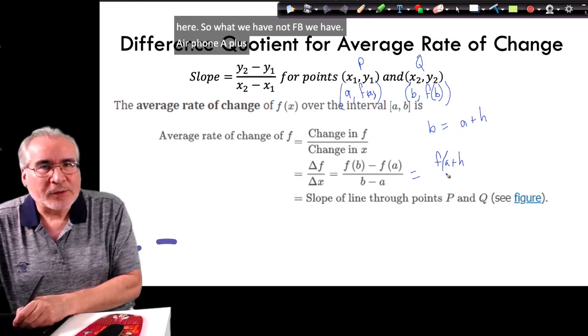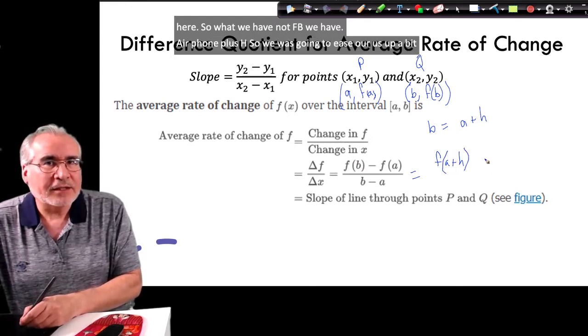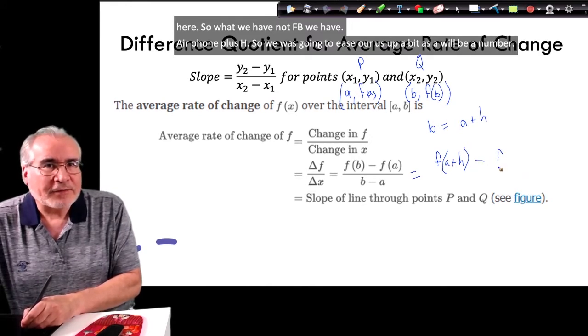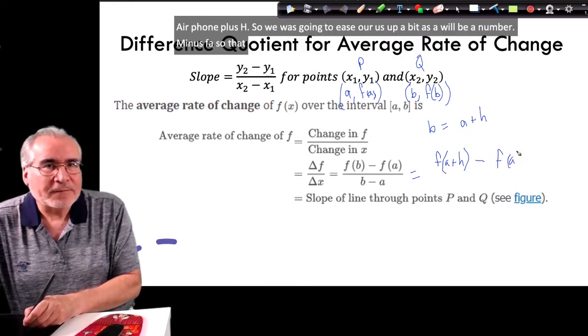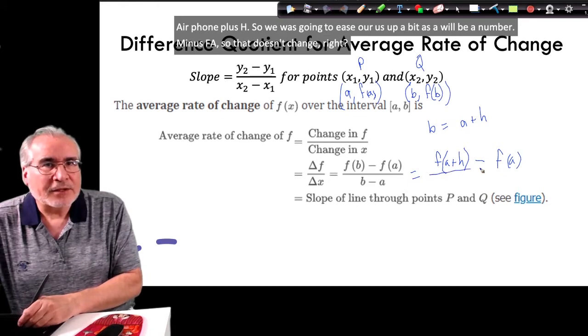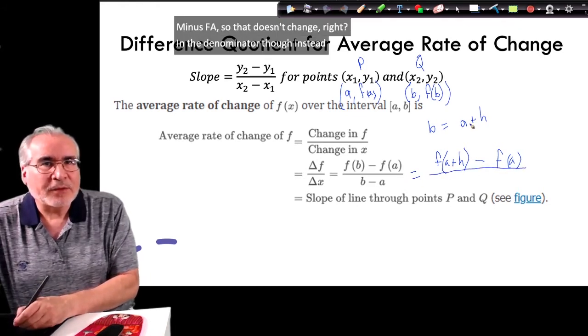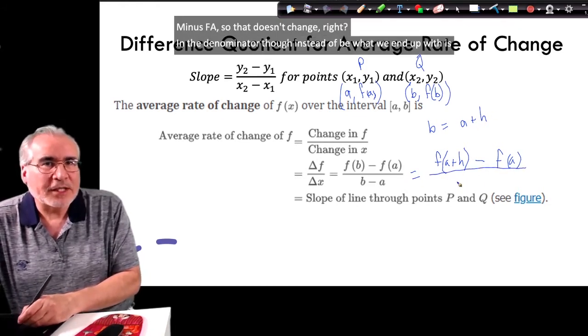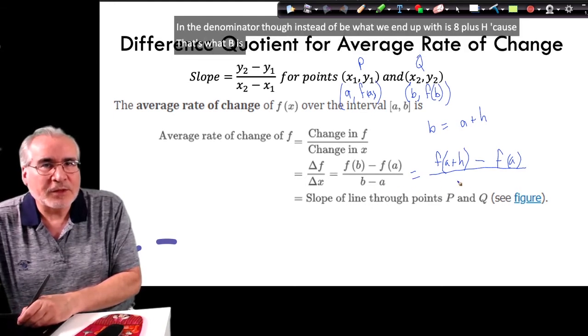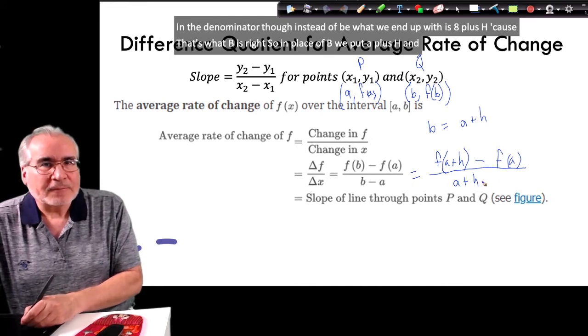So what is going to ease us up a bit is a will be a number minus f of a, so that doesn't change, right? In the denominator, though, instead of b, what we end up with is a plus h, because that's what b is, right? So in place of b, we put a plus h, and then we've got minus a.